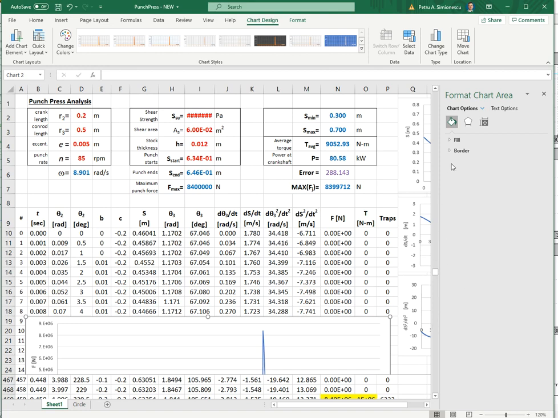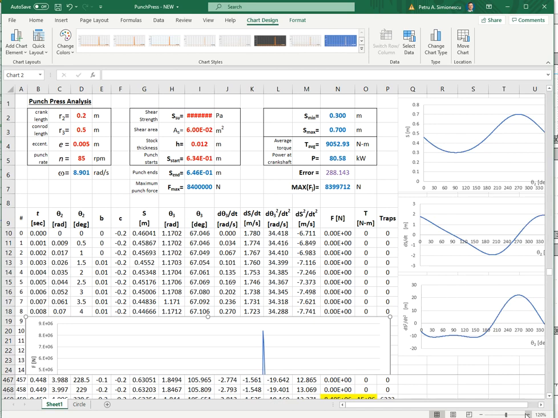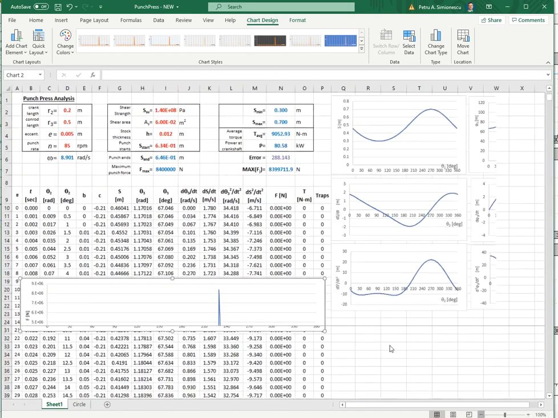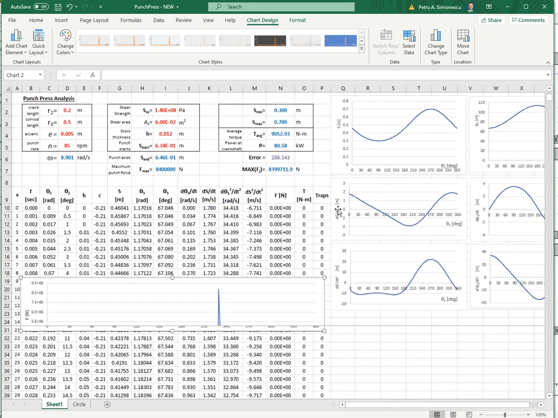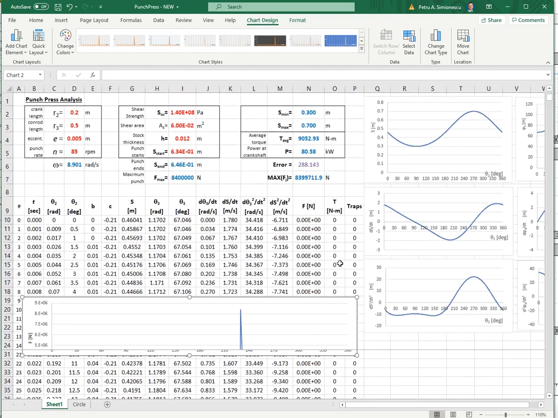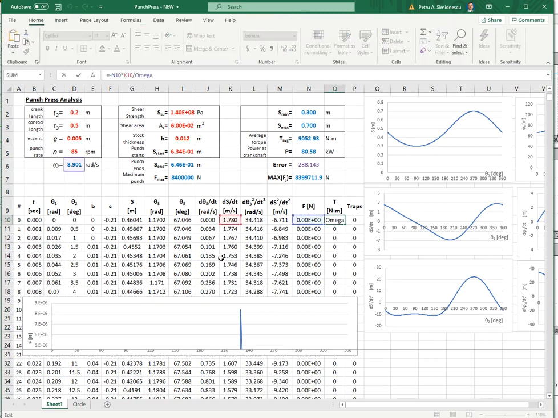And then the remainder of the columns are for force. And then here's the principle of virtual work. So you just say force times delta S over omega, which is constant, gets you the torque.